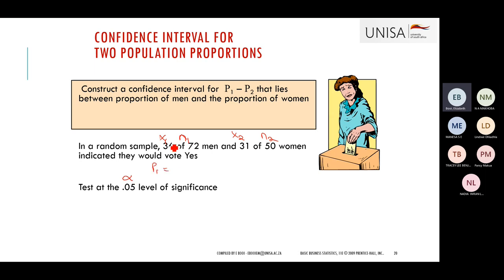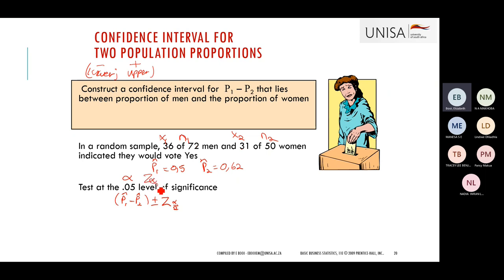So we can calculate P1. We know it's 36 divided by 72, and we found that it was 0.5, and P2, which is 31 divided by 50, which we found was 0.62. So it's easy to calculate the confidence intervals. It's P1 minus P2 plus or minus, because they are both sides. For the confidence interval, we will find the lower tail and then the upper tail. So we find the minus side and the plus side. So plus or minus defines your upper and lower. Z alpha divided by 2.